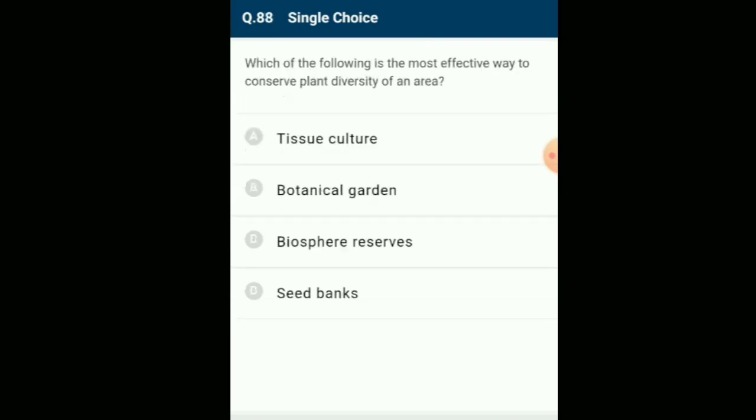Question number 88. Which of the following is the most effective way to conserve plant diversity of an area? Biosphere reserves are multi-purpose protected areas which are meant for preserving genetic diversity in representative ecosystems of various natural biomes and unique biological communities. So the answer for this question is option C, biosphere reserves.